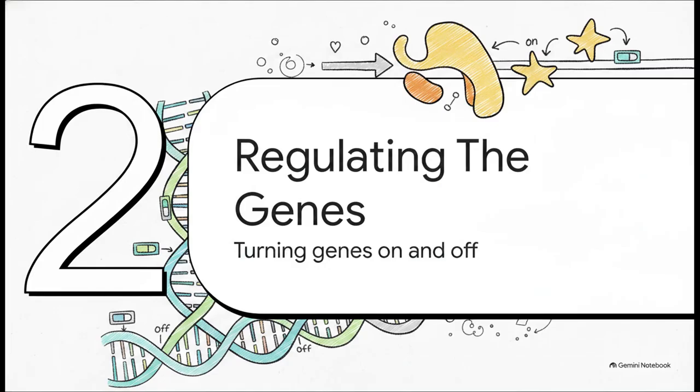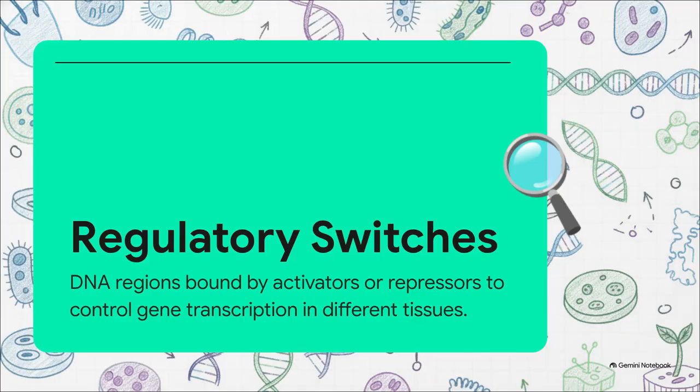Section 2. Regulating the genes. Let's see how your body decides which genes to actually use. So, here's a totally fascinating fact. Virtually all the cells in your body have the exact same genetic makeup. So why does a skin cell look and act completely differently from a muscle cell? Well, it all comes down to gene regulation.